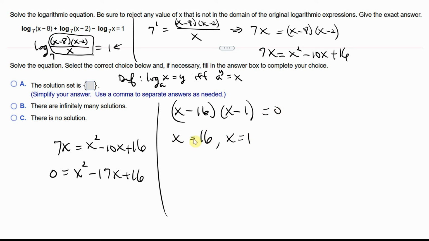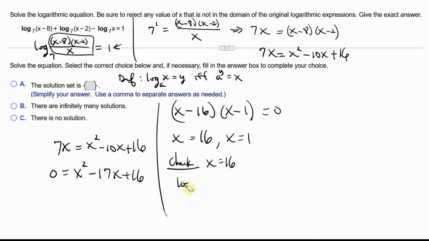So we check. We're going to plug in 16 for x. I get positive, positive, positive. That's good. Check x equal to 1. 1 minus 8 is negative. So x equal 1 doesn't work. So x equal to 16 is the answer.